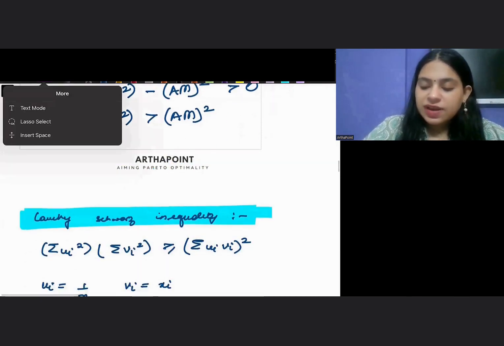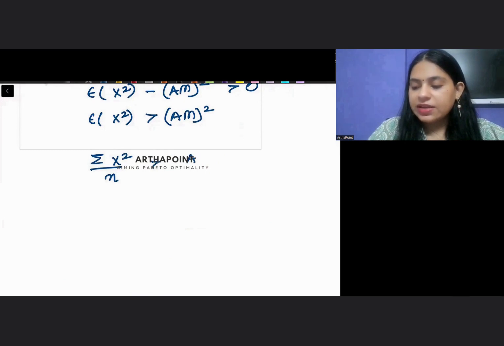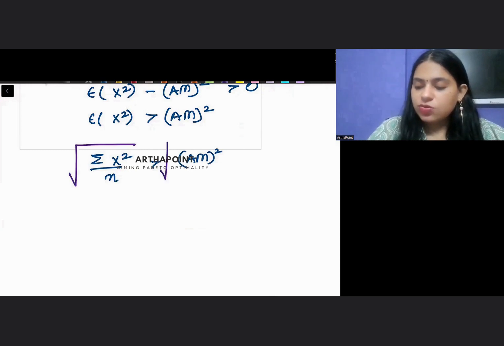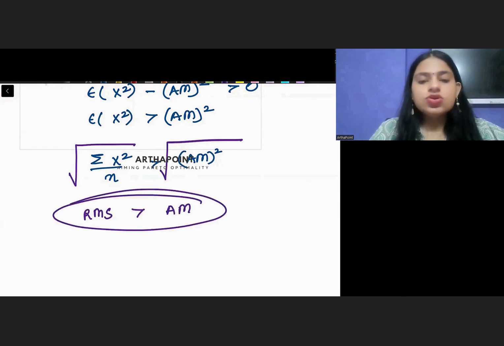And what is the expected value of anything, beta? The expected value of x square will be summation x square by n, greater than AM square, right? And now what you can do is you can just take the square root, right? And when you take the square root, this will be root mean square greater than AM. So you have proved that the root mean square is going to be greater than the AM.